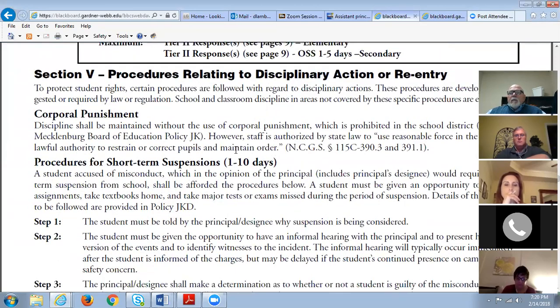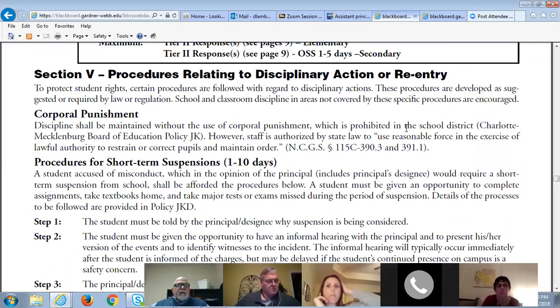This is from the Charlotte-Mecklenburg Code of Conduct. You will have one just like it in your district, in your code of conduct. It has procedures for short-term suspensions. Now, these same procedures are in place for any incident. That's further back, but I skipped to this one right here.